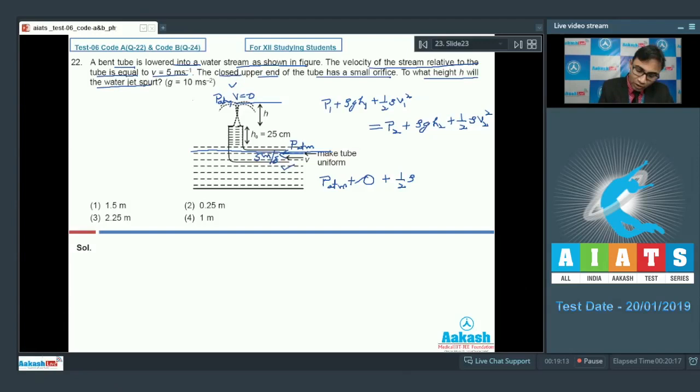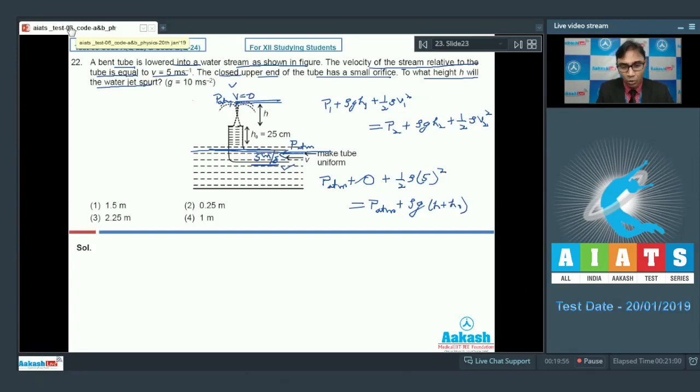So v1 is the velocity initially, that is 5 meter per second. So we can write 5 square. And what will be the pressure at the other end here? So again the pressure is atmospheric pressure. So we will write P atm plus rho g h. What is the height? So we can write height is the total h naught plus h. This is the total height. So we can write h plus h naught plus half rho v2 square.